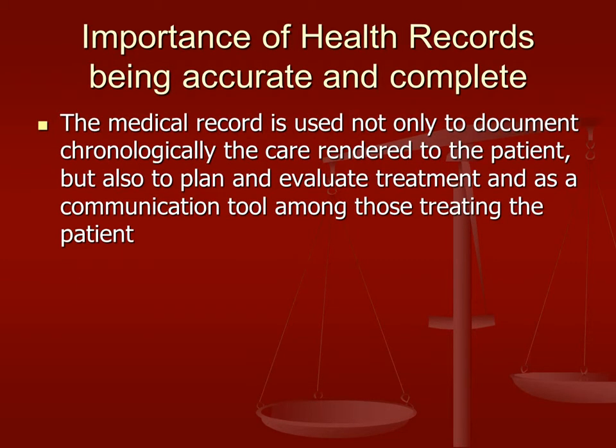Now, why is it so important that health records are accurate and complete? Now, some of this is just obvious. It's used to document, and it mentions chronologically, so in time order, the care that was given the patient. So it is the proof of what was done for the patient. But it's also used in other ways, such as to plan treatment or to evaluate treatment that's already been given. It's a very important communication tool between the health givers.